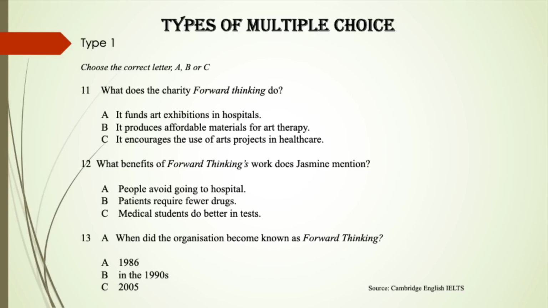So first thing you need to do is find the keyword in the question. So where do you think the keyword or keywords in this question is? So the keyword in this question is do. What does the charity Forward Thinking do? Does it fund art exhibitions in hospitals? Does it produce affordable materials for art therapy, or does it encourage the use of arts projects in healthcare? So which one is it?